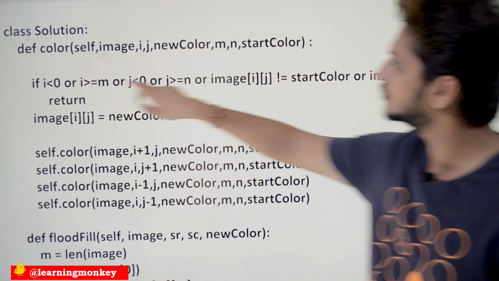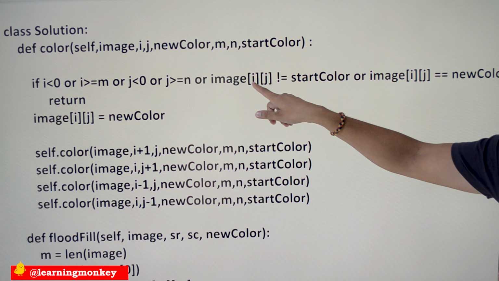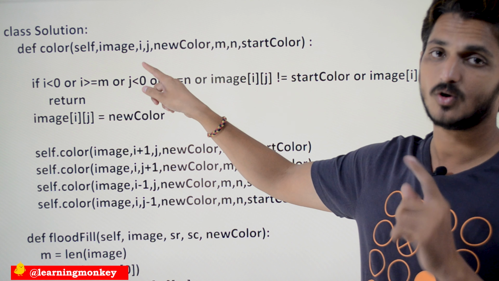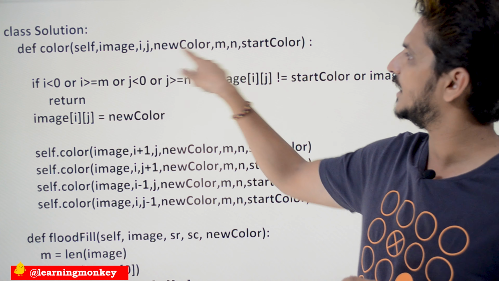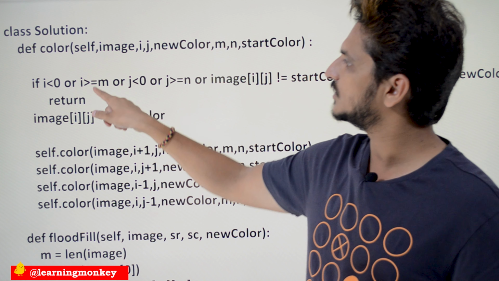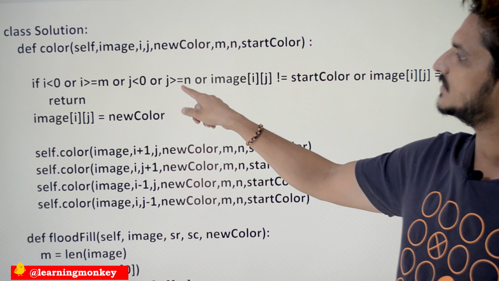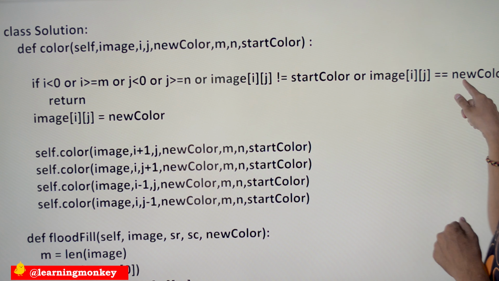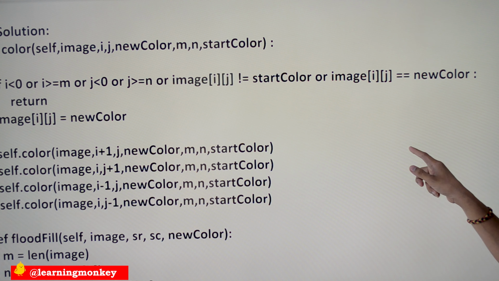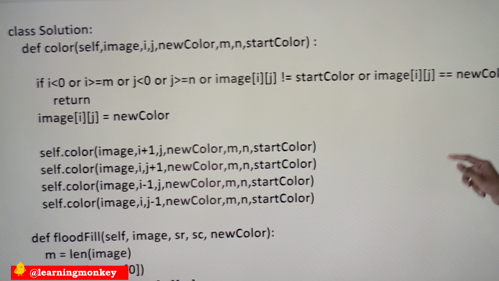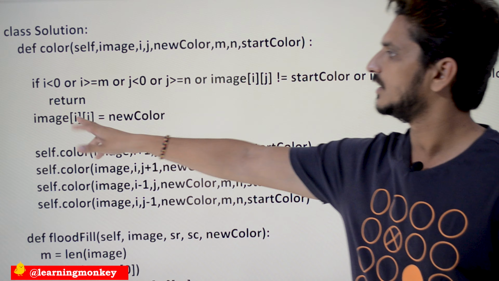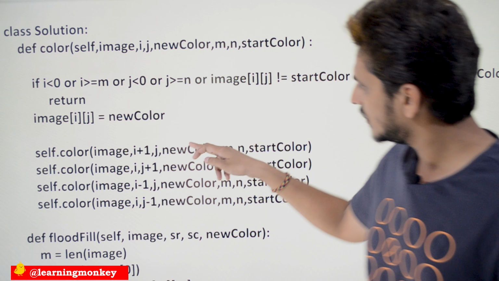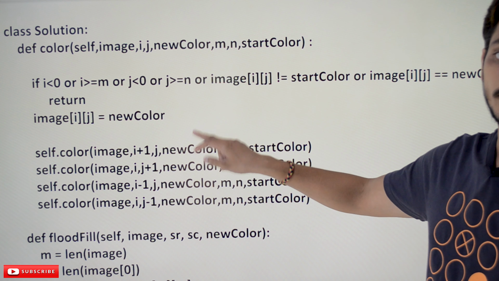See, these are the conditions to stop. If i, j means the starting pixel coordinates, x y coordinates. Here it is considered as i, j, new color value. So if i is less than 0, i is greater than or equal to m, or j is less than 0, or j is greater than or equal to n, or image of i j is not equal to the starting color, or image of i j is equal to the new color, if anything happens, just return. Otherwise, you convert that image of i j into the new color, then call the 4 functions. These are the values for the 4 functions.